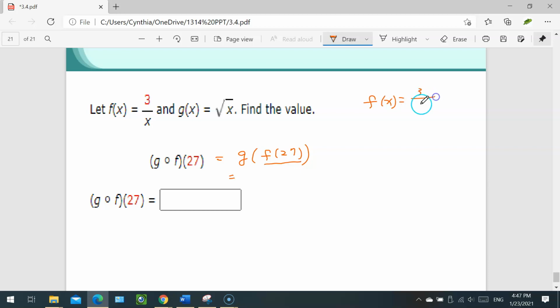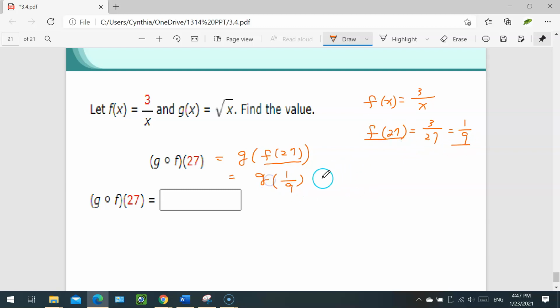is 3 over x. Now we know the input variable changed to 27. So I substitute the 27 into the bottom part. It gives me 1 over 9. So now I'm going to rewrite, f of 27 is 1 over 9. So f of 27 is equal to 1 over 9.